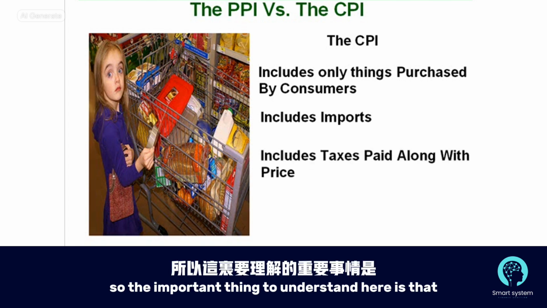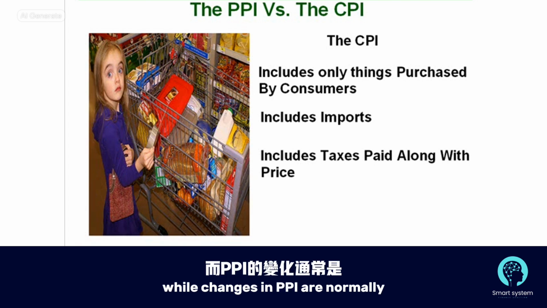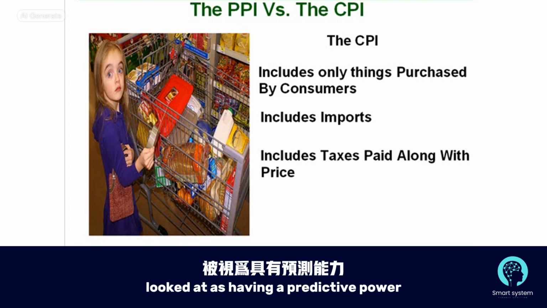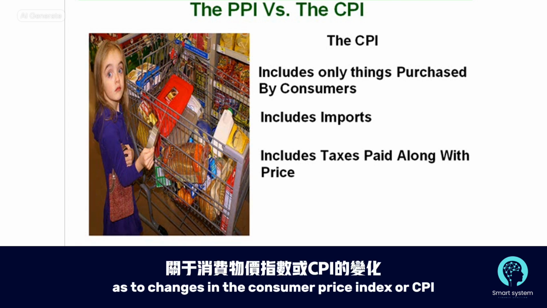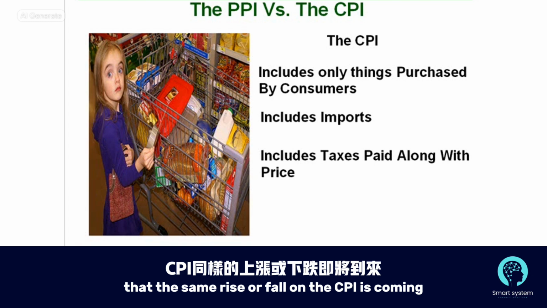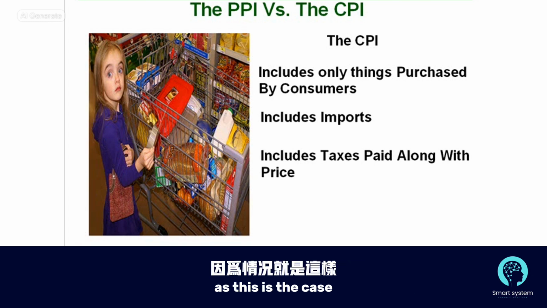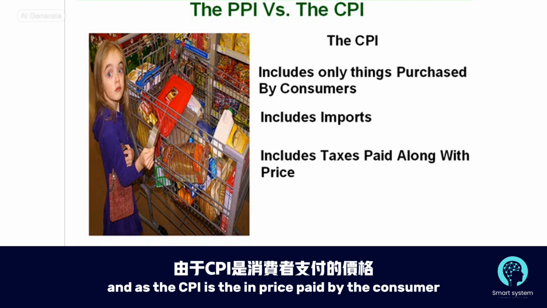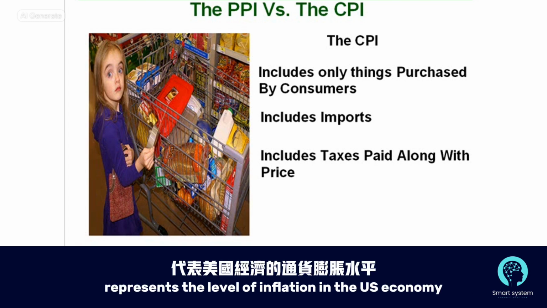So the important thing to understand here is that, while changes in PPI are normally looked at as having a predictive power as to changes in the Consumer Price Index or CPI, a rise or fall in the PPI does not necessarily mean that the same rise or fall in the CPI is coming. And as the CPI is the end price paid by the consumer, it's this number that best represents the level of inflation in the US economy.